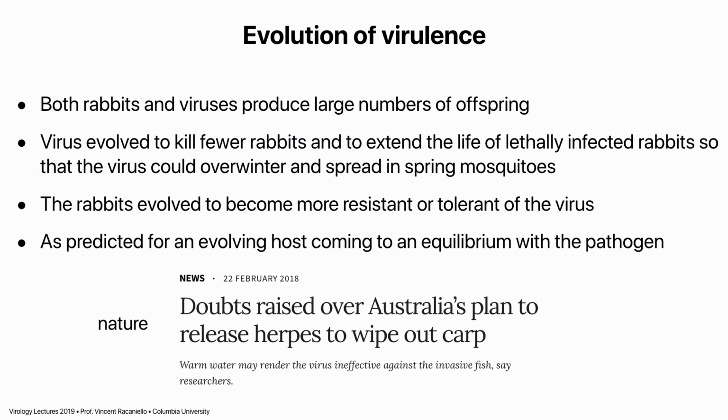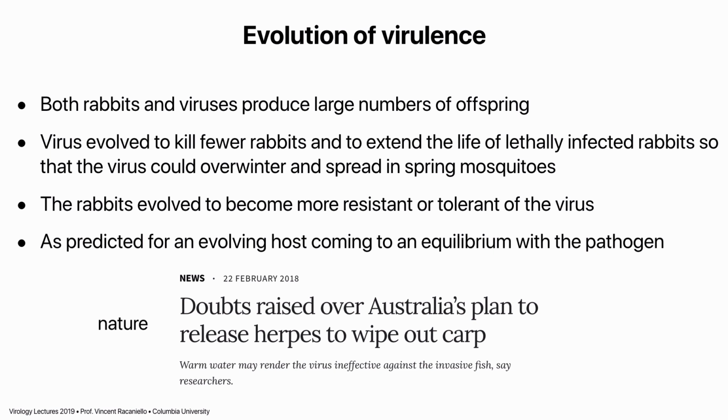This is an example of an experiment in the evolution of virulence, because both of the sides of this equation, rabbits and viruses, make large numbers of offspring. The virus probably evolved to kill fewer rabbits, so they would overwinter and spread the virus in the spring by mosquitoes. So it's a natural evolution to less pathogenesis. The rabbits became more resistant, and that is one way you would predict an evolving pathogen would go, to kill just enough animals so that it can be transmitted to another host. You wouldn't want to kill all of them because then you have no more hosts.